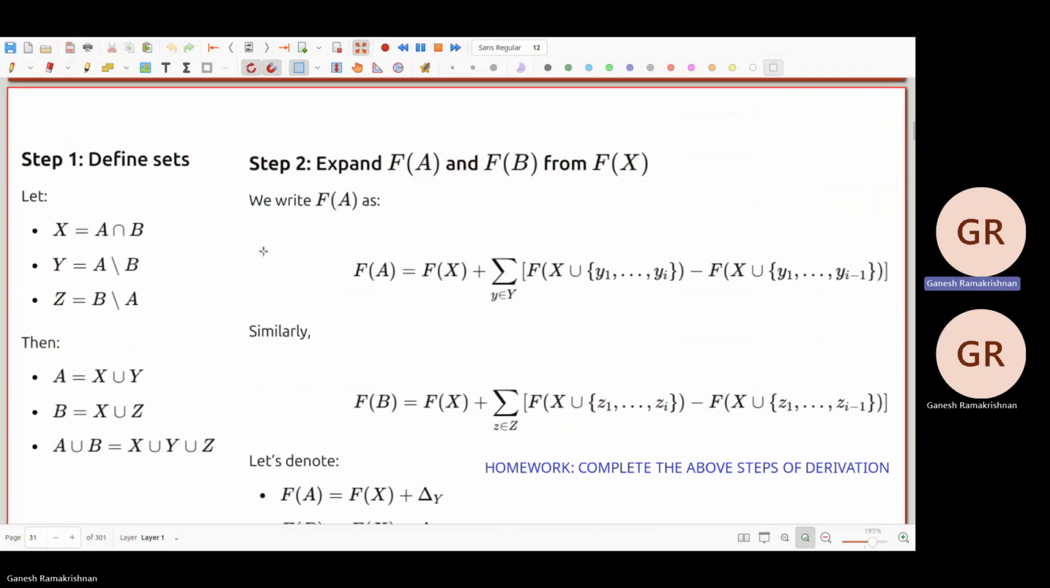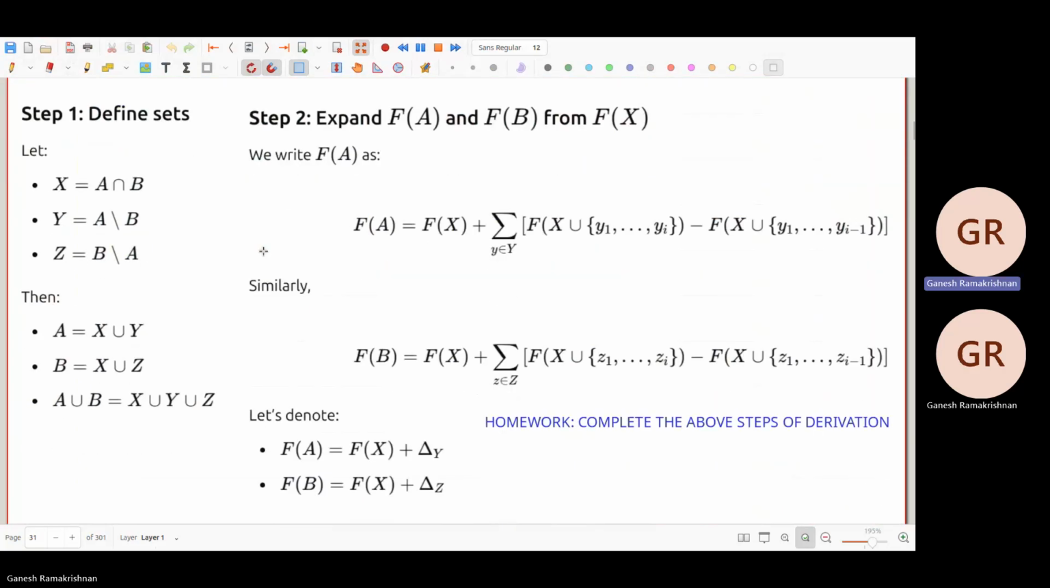So what did we do? We basically wrote these steps. A intersection B, we gave it a name, we call it X. So this A intersection B, we gave it the name X. Y and Z were the names of these differences.